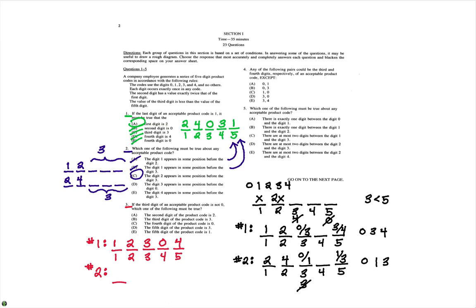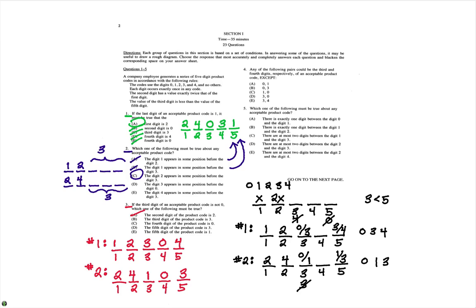In our second scenario, we know that 2 would come first, exactly twice that, being 4, coming second. Now, if the third digit is not 0 in scenario 2, the third digit must be 1. The only digit remaining that's higher than 1, 3, must go fifth, making 0 go fourth. Again, looking for what must be true. A, the second digit of product code is 2. You notice in scenario 2, the second digit is 4, so A does not have to be true.